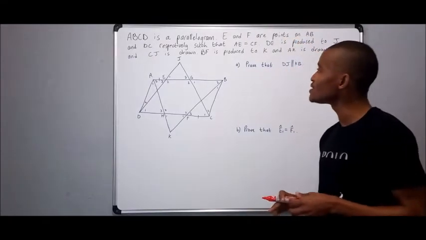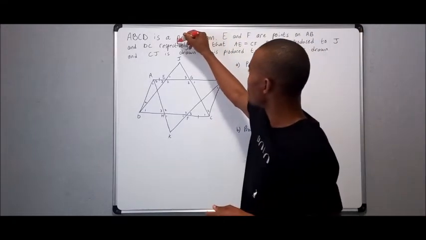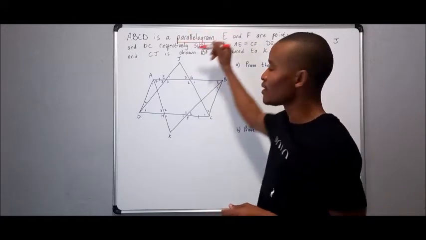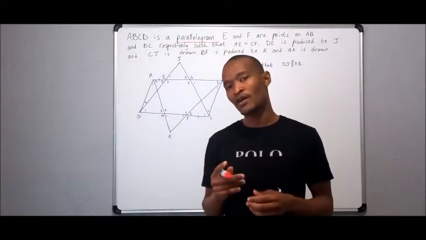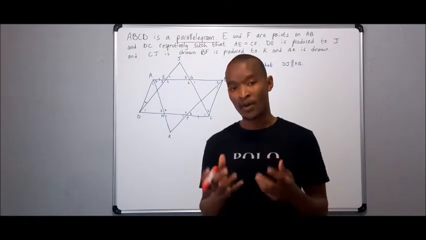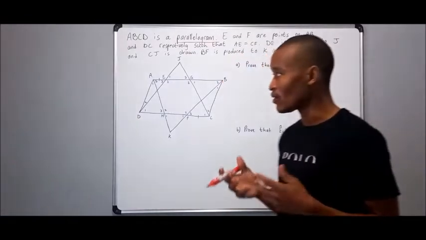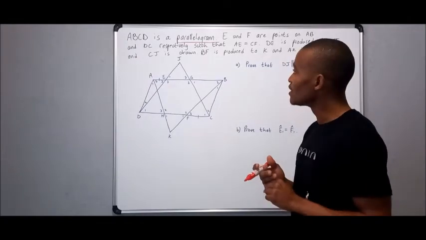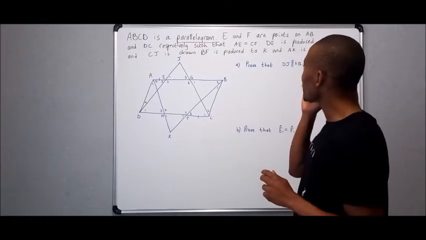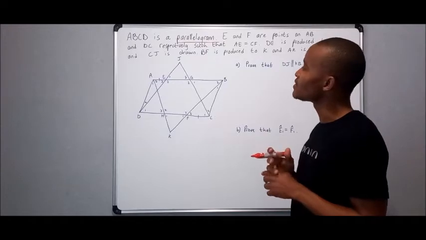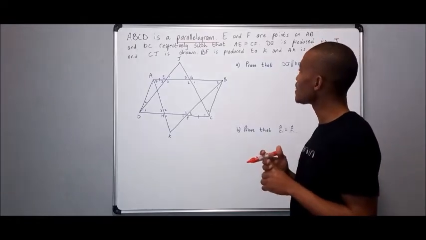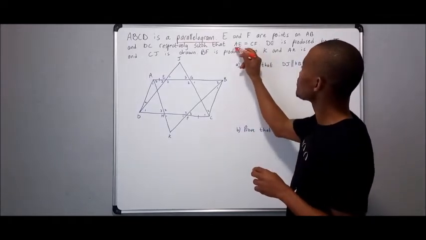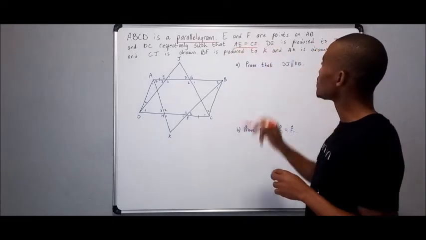So ABCD is a parallelogram. Okay, so when you're given the name of the quad, it means you have the right to use the properties of that quad. Okay, or any shape for that matter, like even in the case of triangles. Okay, E and F are points on AB and DC respectively, such that AE is equal to CF, very important.